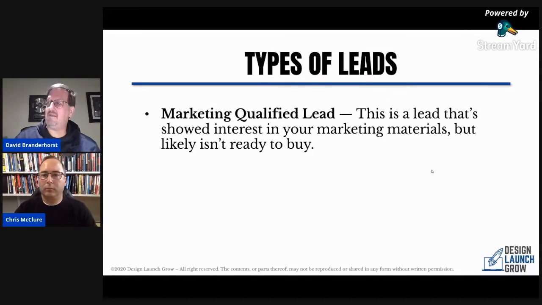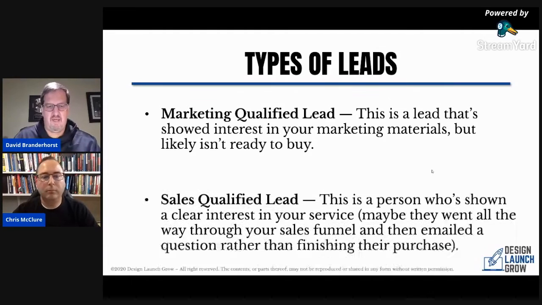So in other words, this could be someone who downloaded something, a PDF that you had. Maybe they watched a webinar that you did. They're on your email list is usually what that means. These are people kind of nibbling around the edges. They've definitely raised their hand. They've definitely shown some interest, but they're not to that buying stage yet. They're really just following from a distance at this point. So they've shown some interest, but they aren't ready to buy.